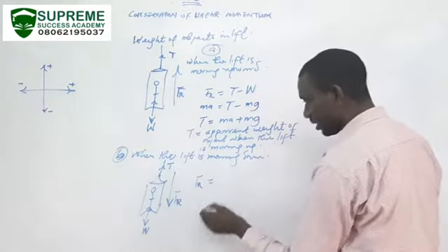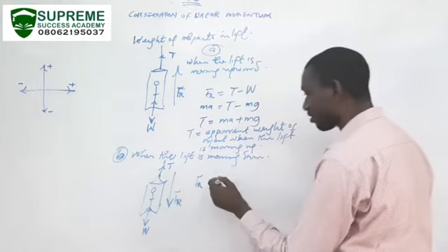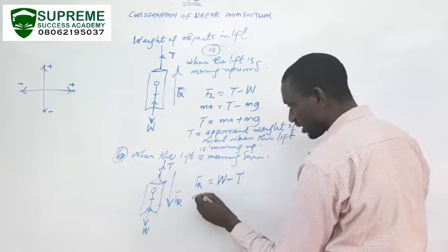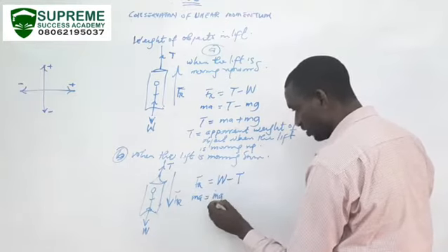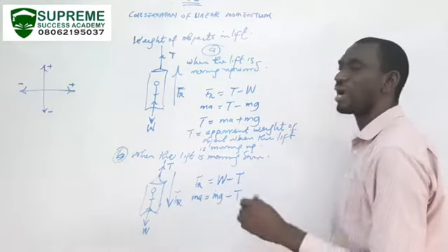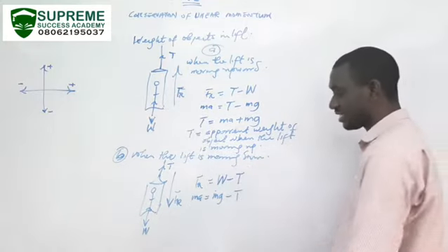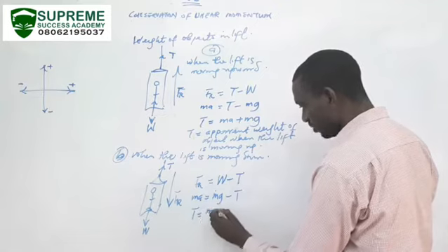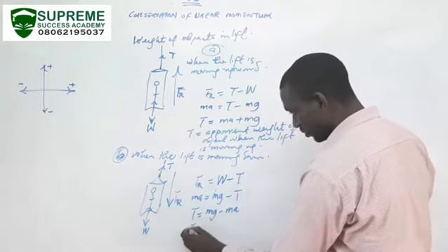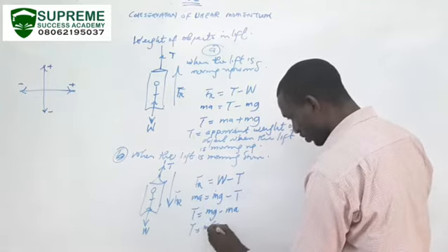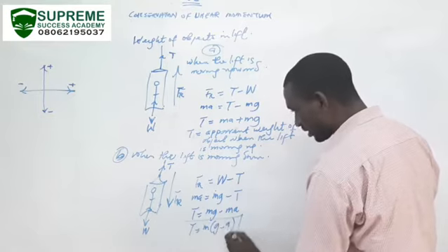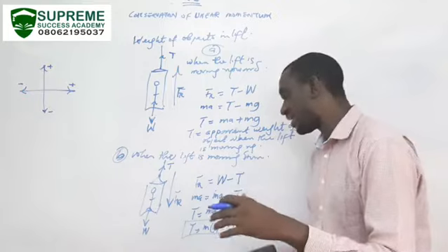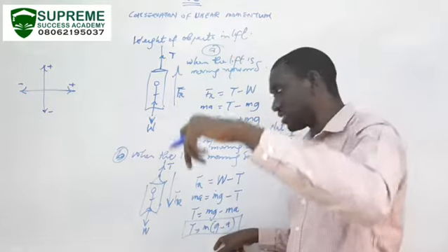I told you that you first take the direction of the motion first. W minus T. Your Fr is ma. Your W is mg. Your T is the apparent weight of the object inside the lift. Make your T the subject of the formula. You have it to be mg minus ma. So your T equals m bracket g minus a. So this is the formula of the weight of an object inside the lift when the lift is going down.